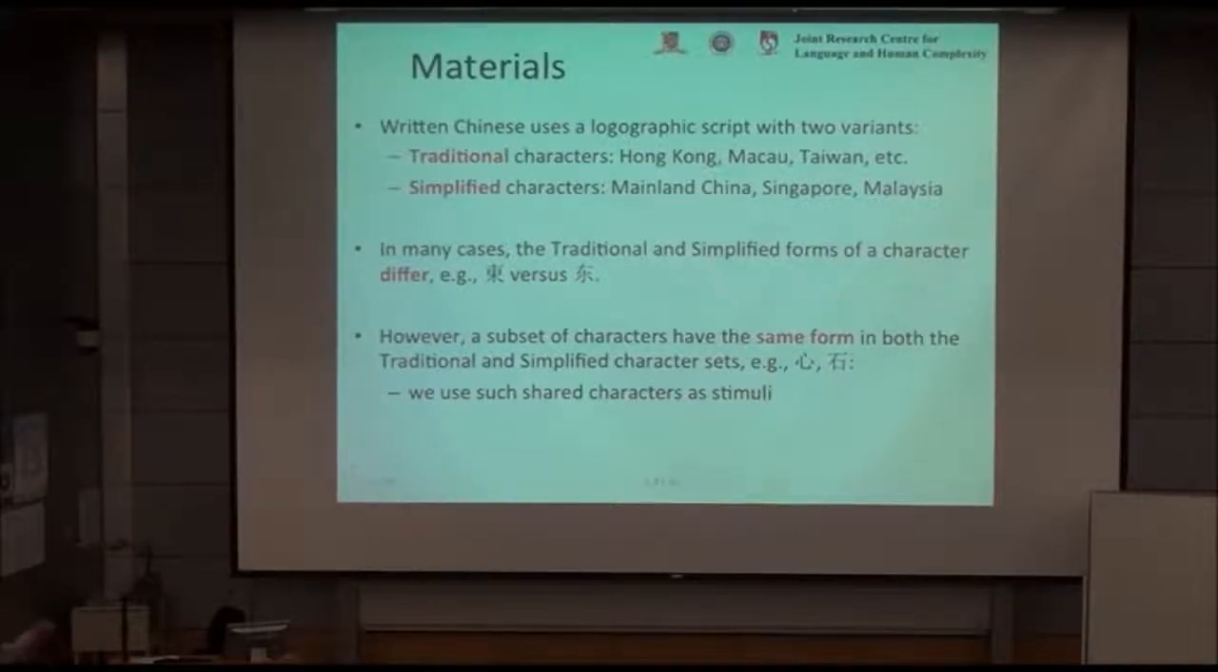And we also know there are many cases where the same character has different forms, right? For instance, the character for East, Dong: this is in traditional character, and this is in simplified character. So the shapes are quite different. However, a subset of characters have the same form in both systems. For instance, heart, stone. So that's the same. Then we use such shared characters for our experimental stimuli.